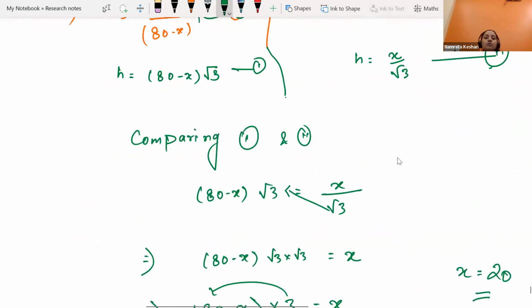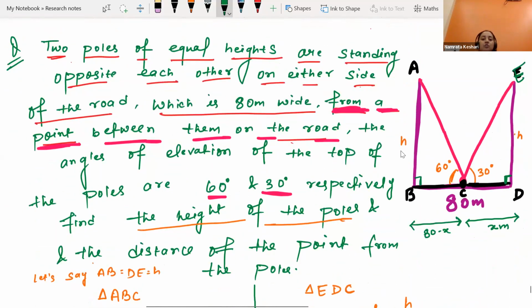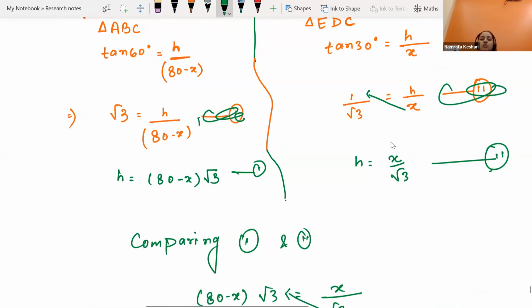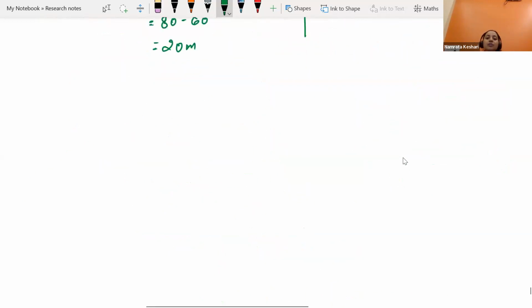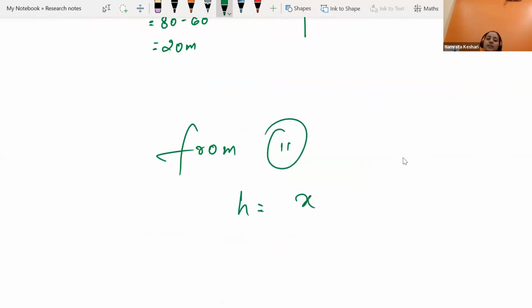Now the height also we need to find, which is the same for both poles. H we have to find. By using any one of the equations, maybe equation number 1 or equation number 2, we will be able to find H. Equation 2 looks simpler to us, so let's use equation number 2. Who will say what H will be? H will be x by root 3, that is 60 by root 3.